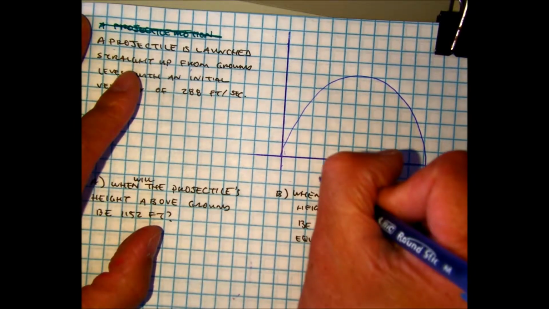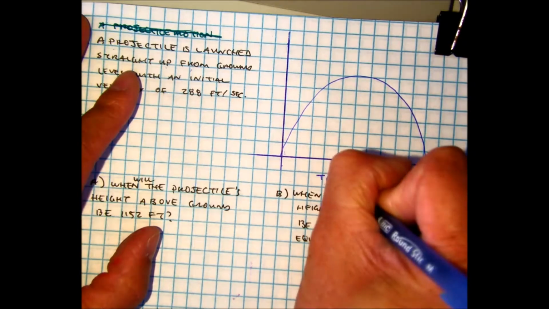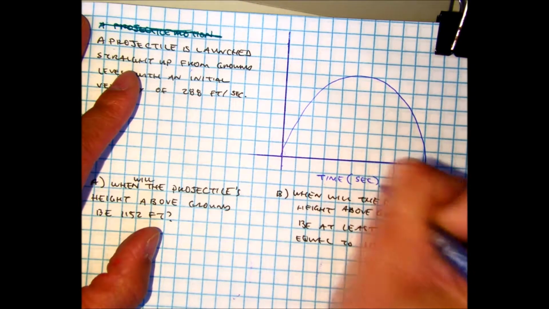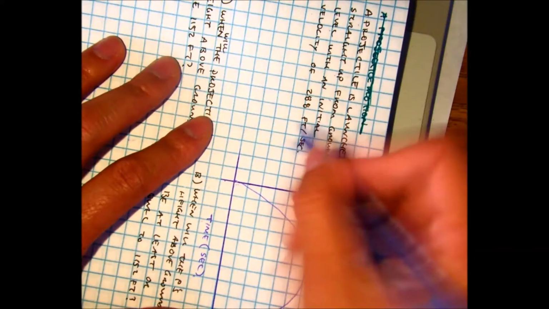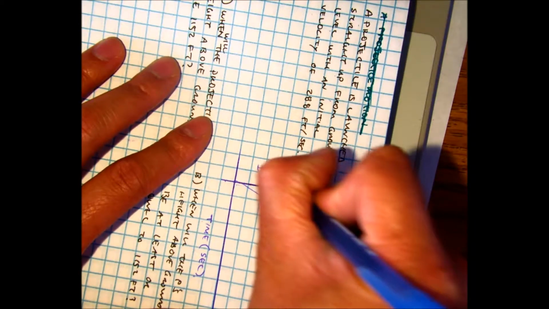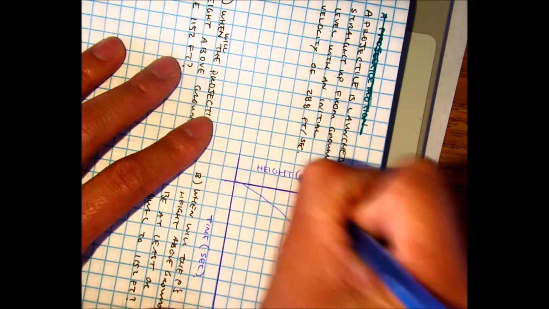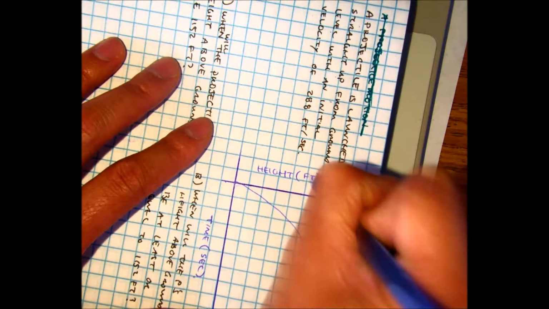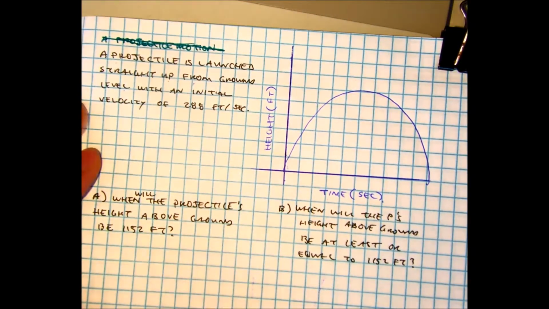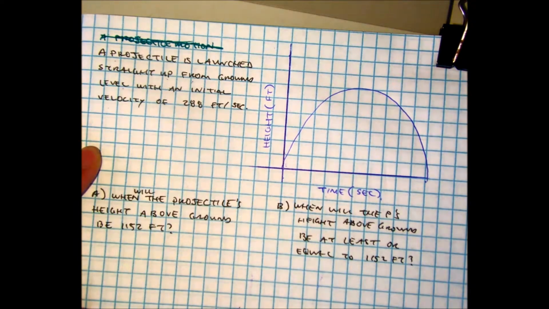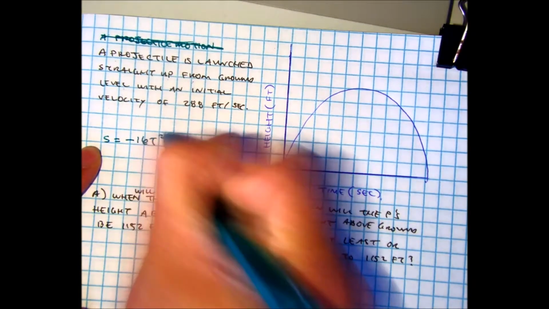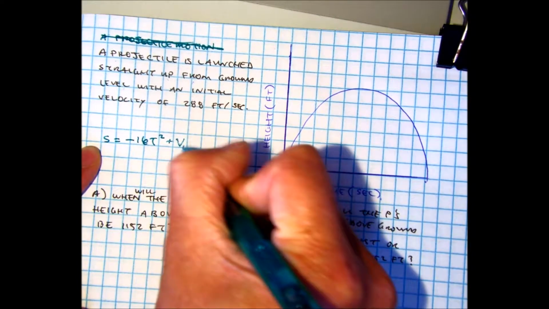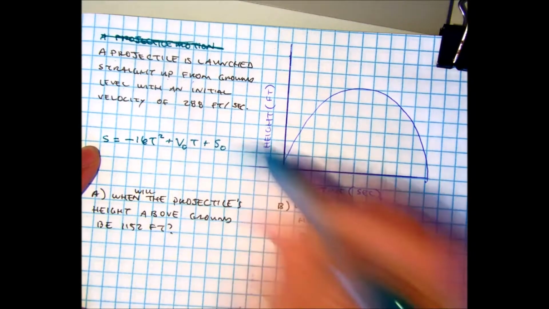So your x-axis is going to be the independent, that'll be time measured in seconds. And then the vertical, your dependent, will be height measured in feet. Now we gave you guys a formula. S equals negative 16t squared plus V0 t plus S0.